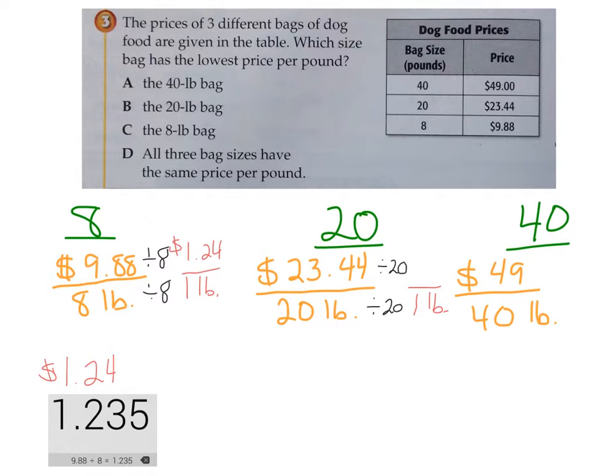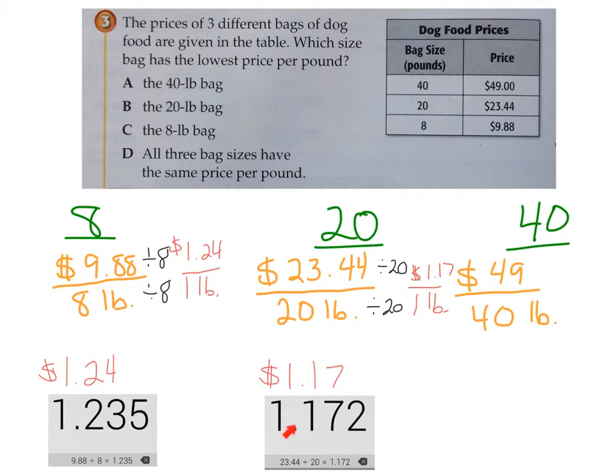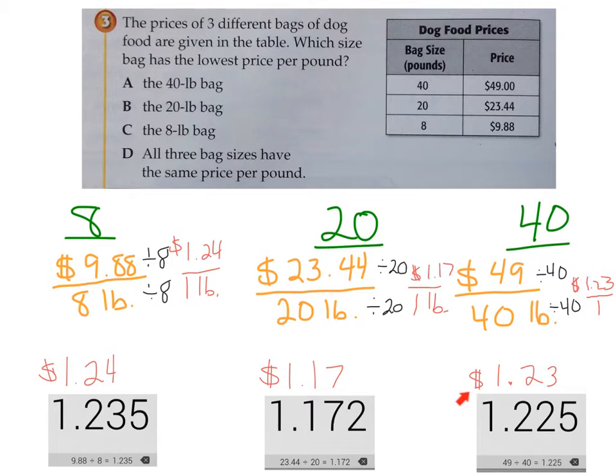Okay, so to get to the unit rate on this one, I'm going to have to divide by 20. So I'll do that on my calculator. And that unit price is going to round to $1.17. So I place that there. Now I find my last one. And here I found the unit price of the 40-pound bag. So when I look at these, I can see the best or the cheapest unit price is the 20-pound bag. So my answer for that would be letter B, the 20-pound bag.